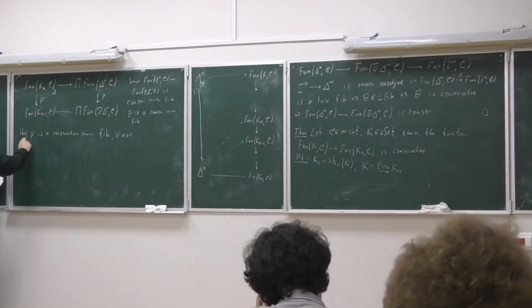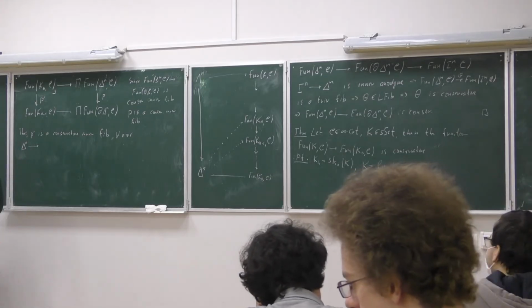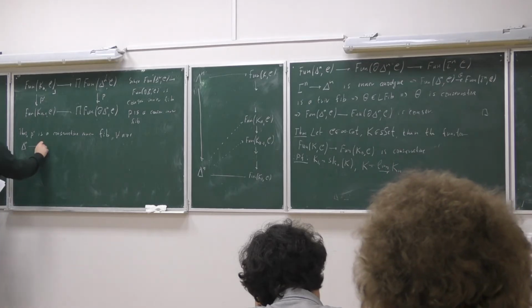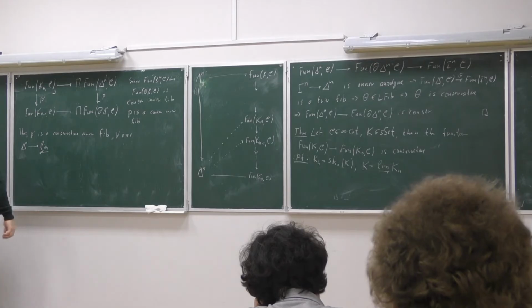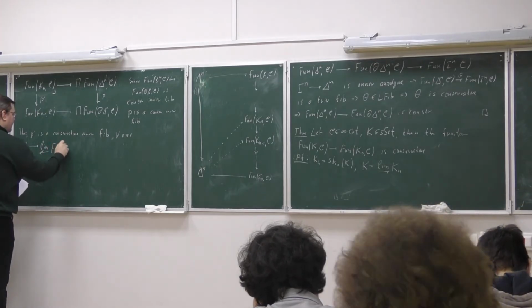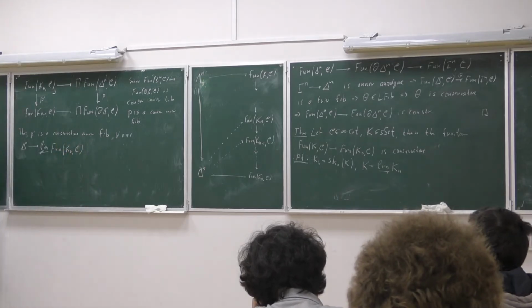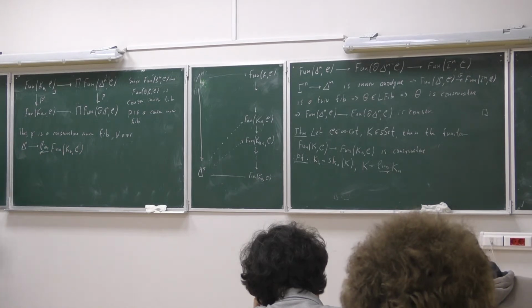So I get the map from the delta n. Since I can construct this lifting for Fun(K, C) for any n, I'll get the map from the delta n to the inverse limit of the Fun(K_n, C). Just combine all these maps that I constructed for each individual n.